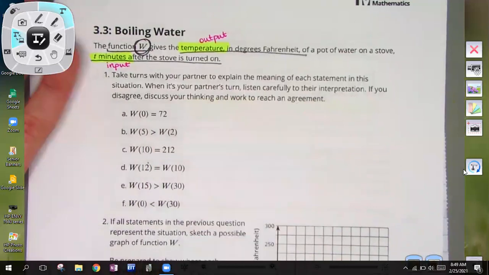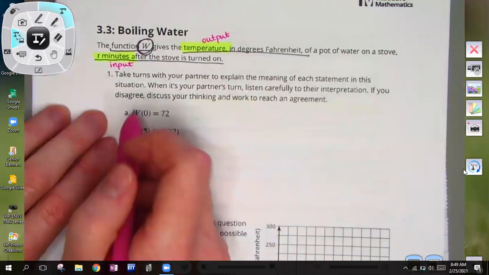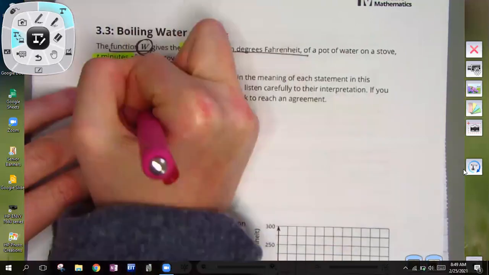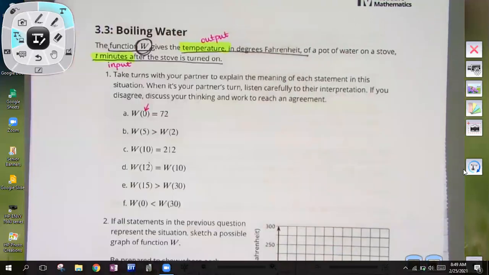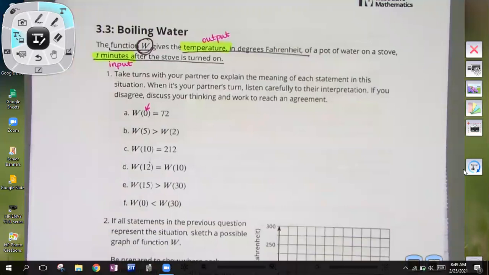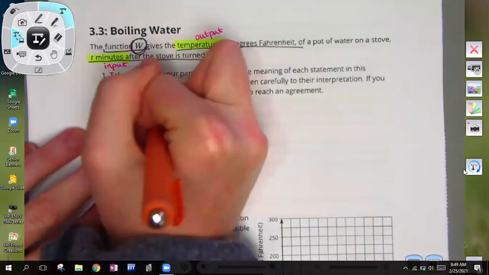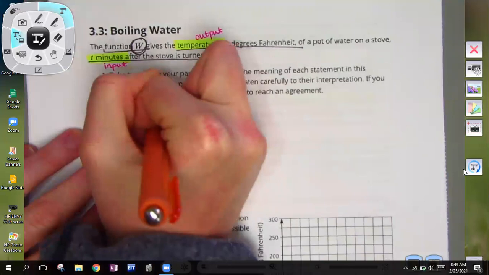Okay. So let's look at this first one. We have W, which means we're talking about the pot of water on the stove. What does this number inside of my parentheses tell me? 0 minutes after the stove is turned on. So we haven't turned on the stove yet. It's just room temperature. Okay, so what it's all set equal to tells me the what? The temp.